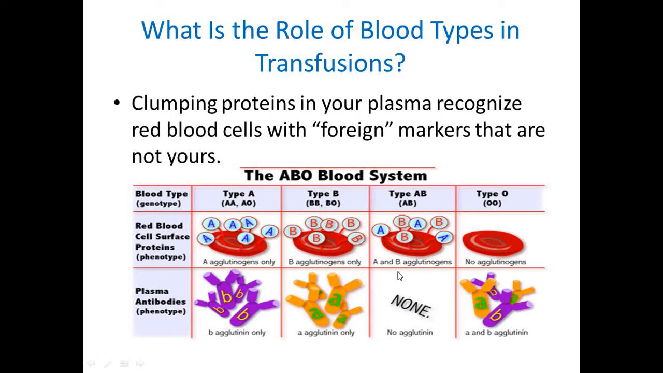Type O has no markers, so it can receive only from O. AB can receive from any type because it has no clumping proteins.